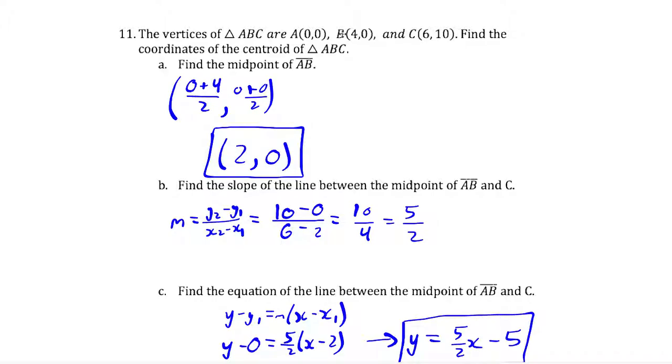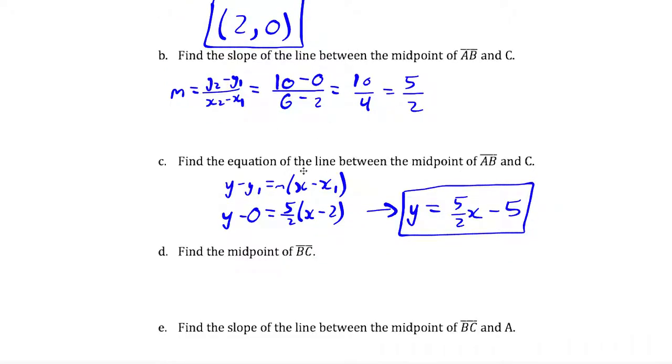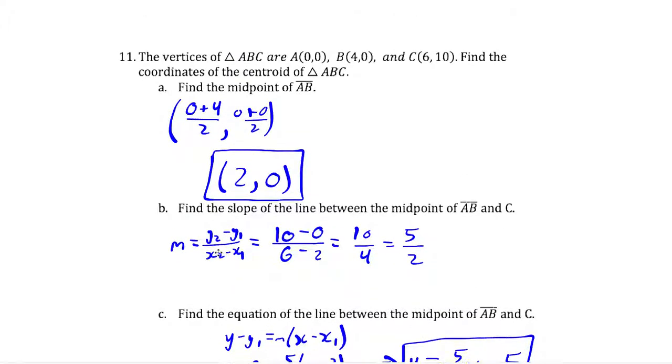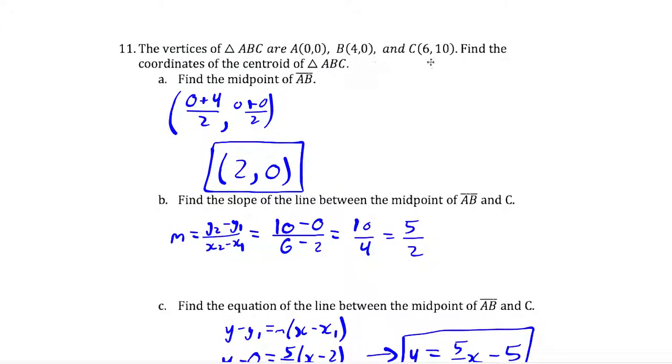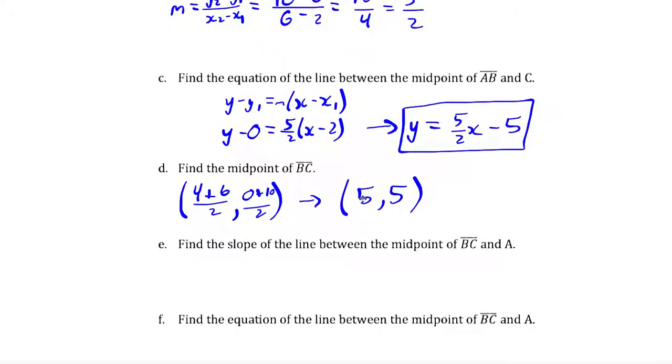Now it asks to find the midpoint of BC. So B and C are 4, 0 and 6, 10. So we get 4 plus 6 over 2, and then 0 plus 10 over 2. So this gives us 10 divided by 2, which is 5, and then 10 divided by 2, which is also 5. So the midpoint of BC is going to be 5, 5.